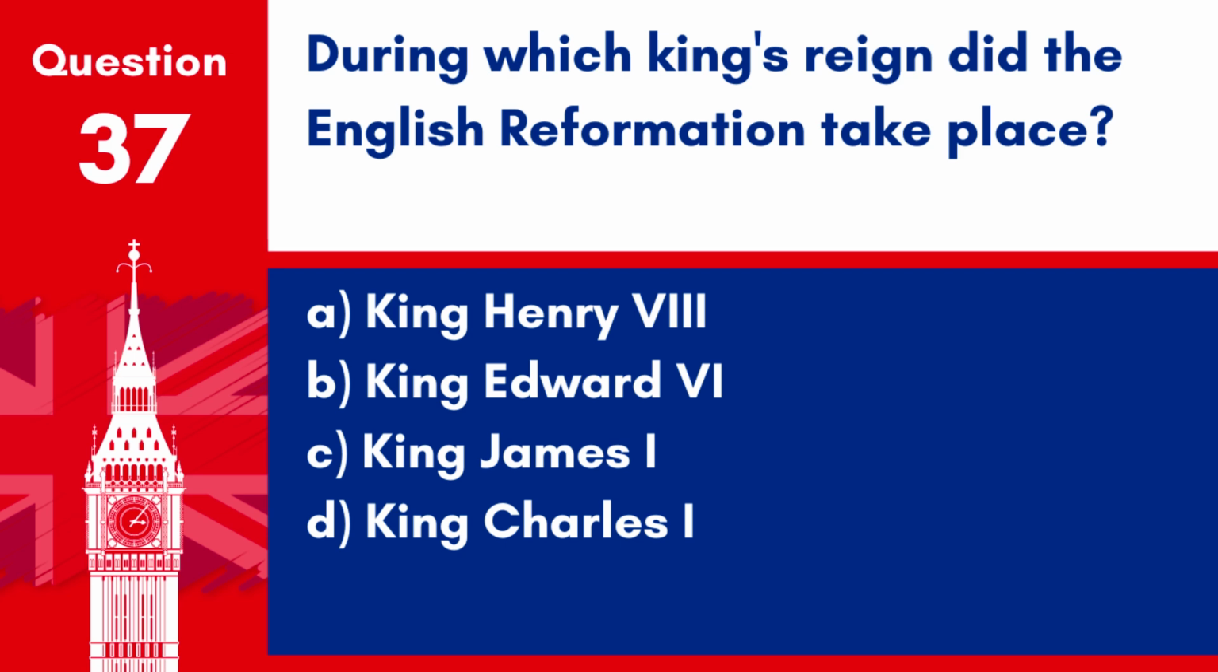During which king's reign did the English Reformation take place? A. King Henry VIII. B. King Edward VI. C. King James I. D. King Charles I. Answer: A. King Henry VIII. The English Reformation, which led to the establishment of the Church of England, independent of the Roman Catholic Church, occurred during the reign of King Henry VIII.